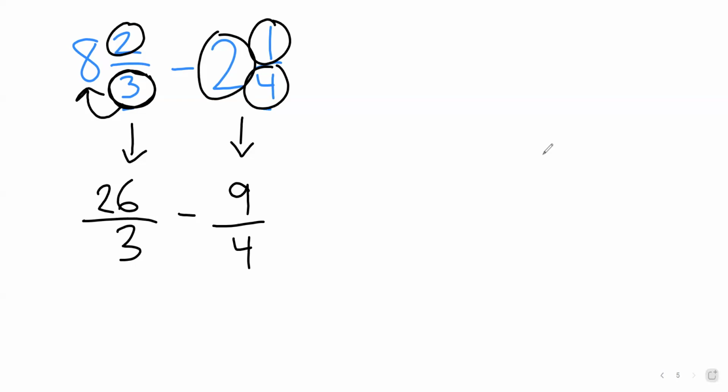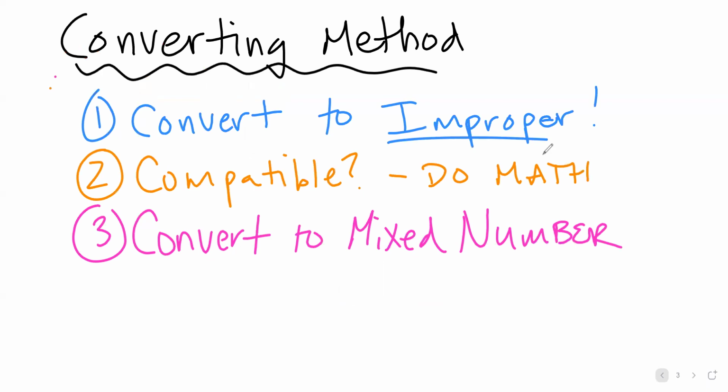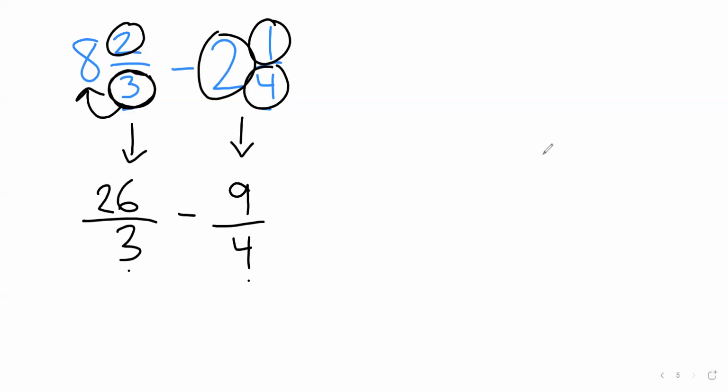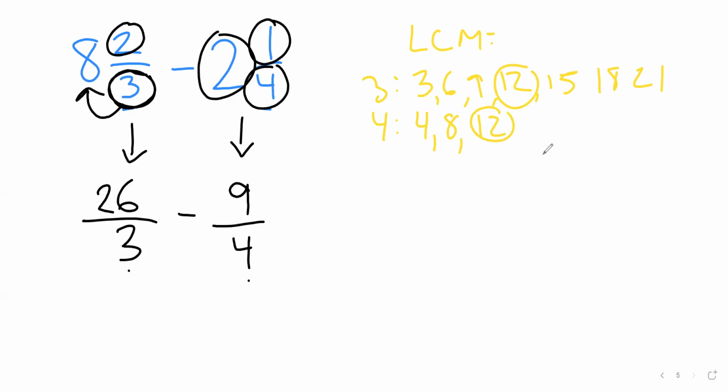Now, let's jump back here. Okay, we did that. Are they compatible, right? And if not, we'll just go do the math. Well, they're definitely not compatible. So I'm going to go ahead and do my LCM work. I have 3, 6, 9, 12, 15, 18, 21. That was for 3. And then I have 4, 8, 12. I guess I should be putting commas in here. Oh, 12. Okay, 12 works. So I actually have to change both of these.